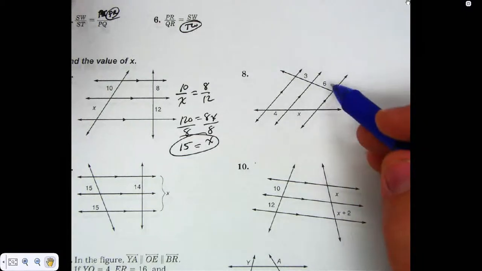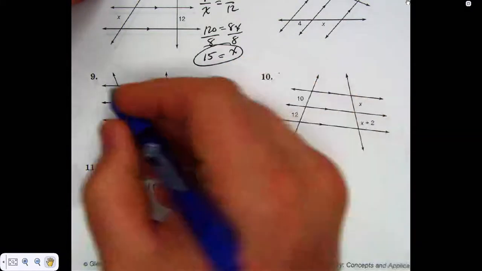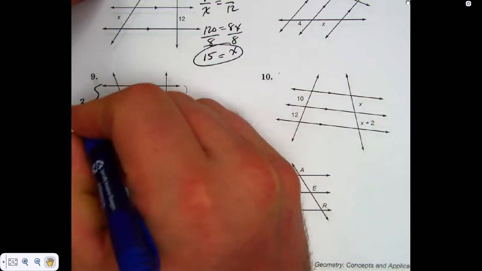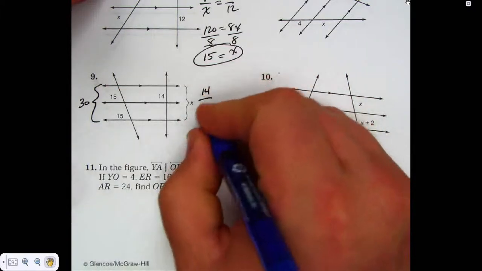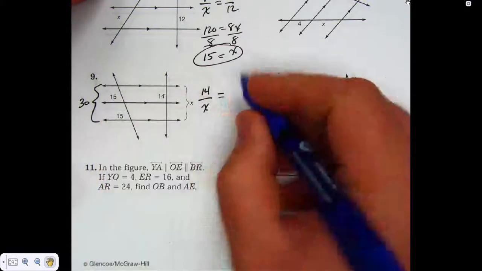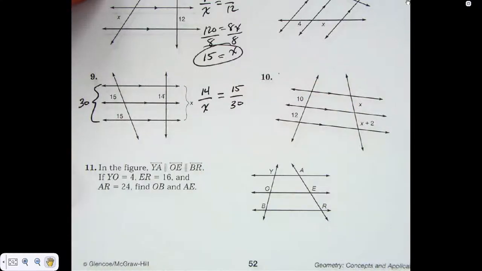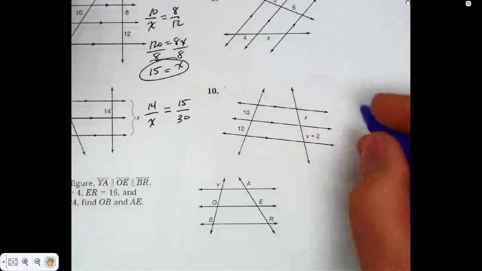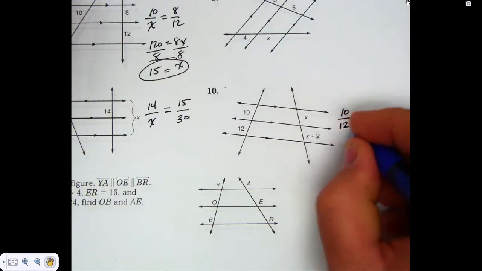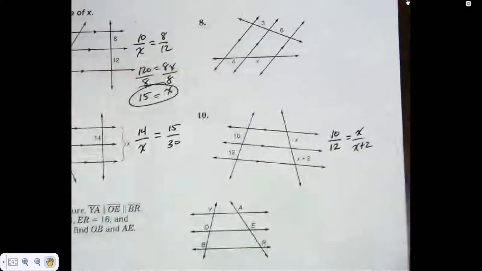Think we can do this one? 3 over 6 equals 4 over x, right? Let's go to one a little bit. Okay, what could you do here to make life a little easier on you? So I would go 14 over x. Quiet please. 14 over the whole thing x is equal to what? 15 over the whole thing, 30. Everybody good there? This one would probably be easier to go 10 over 12 is equal to what? X over x plus 2? Okay, we good? Okay.